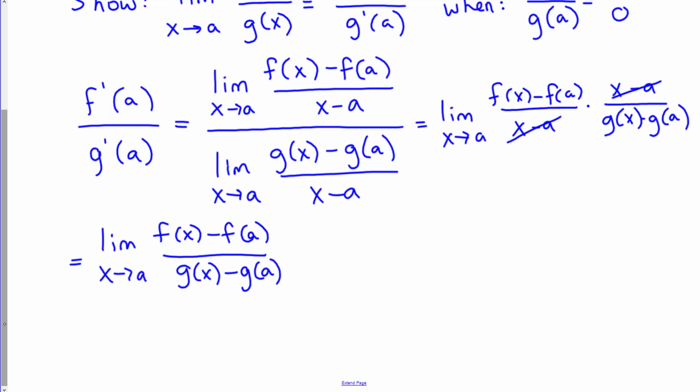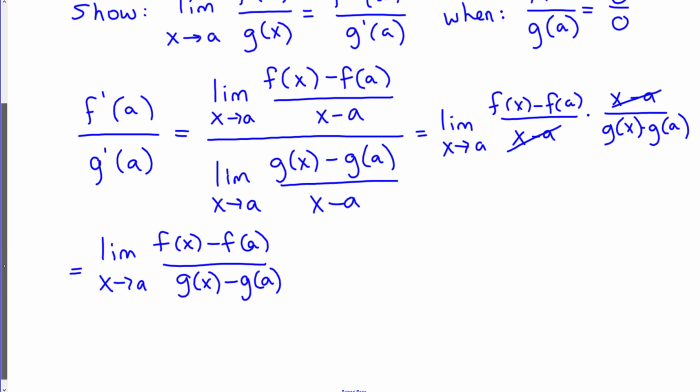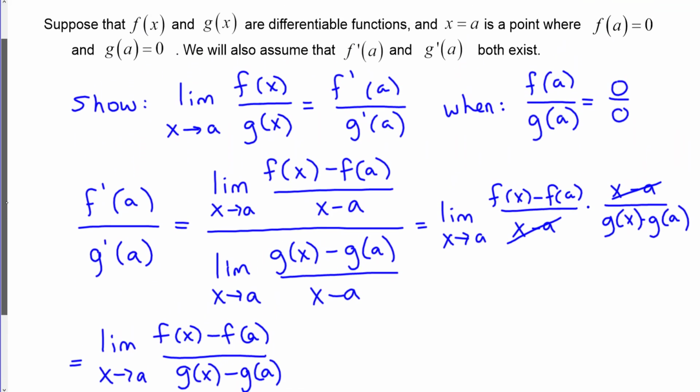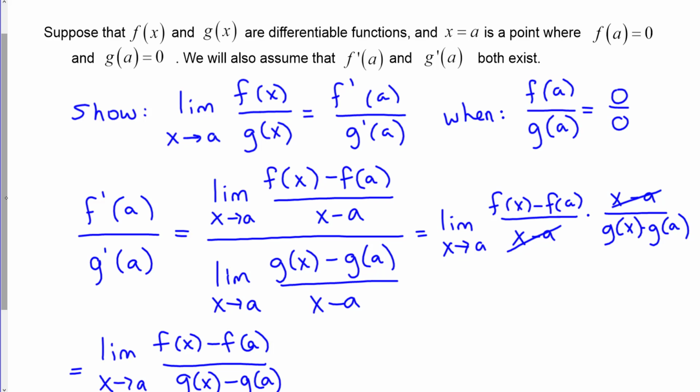Okay. Now, in order to get to the next step in the problem, what we have to do is go back to a couple of things that we decided upon from the very beginning. We decided from the very beginning that f evaluated at our limit point is 0, and g evaluated at our limit point is 0.